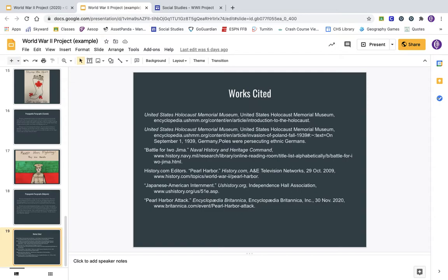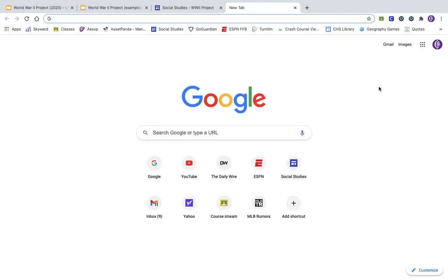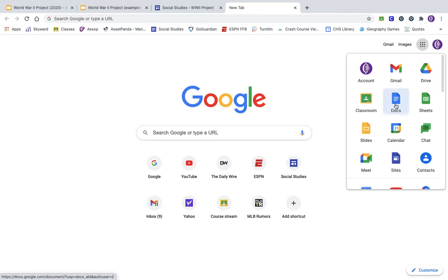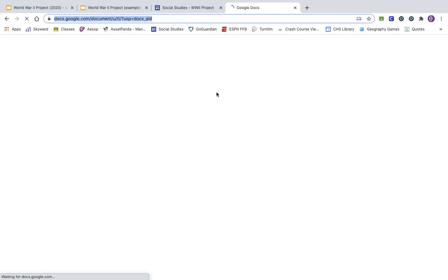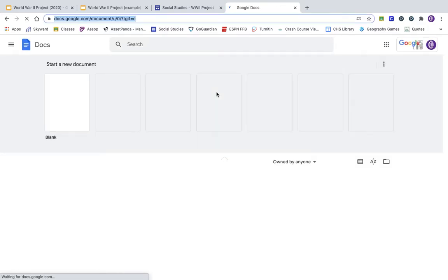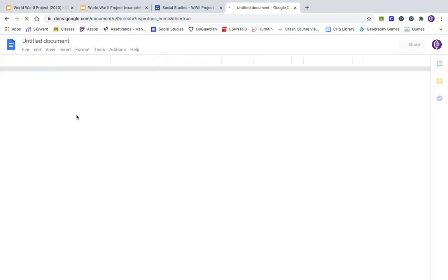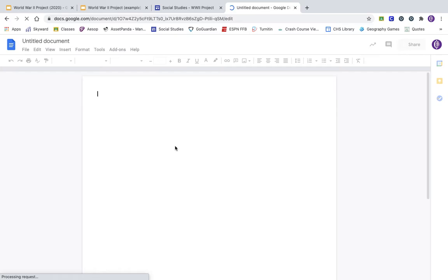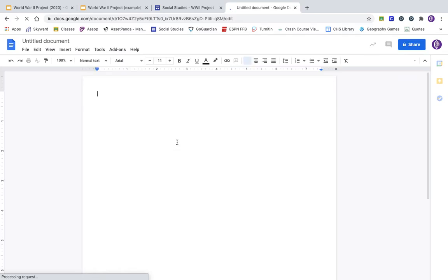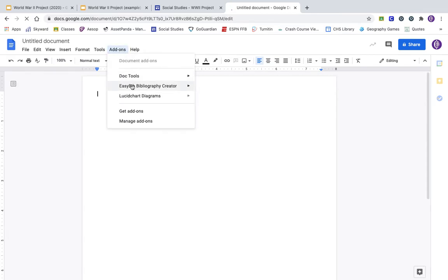And then there's my Works Cited. The Works Cited has to be in MLA format. And one of the ways to do this, I should have brought this up already, is to go to Google Docs. This is exactly what I did. And hopefully you already have this as an add-on. If you don't, you'll need to add it. So if you go to add-ons, then EasyBib, and then manage bibliography.